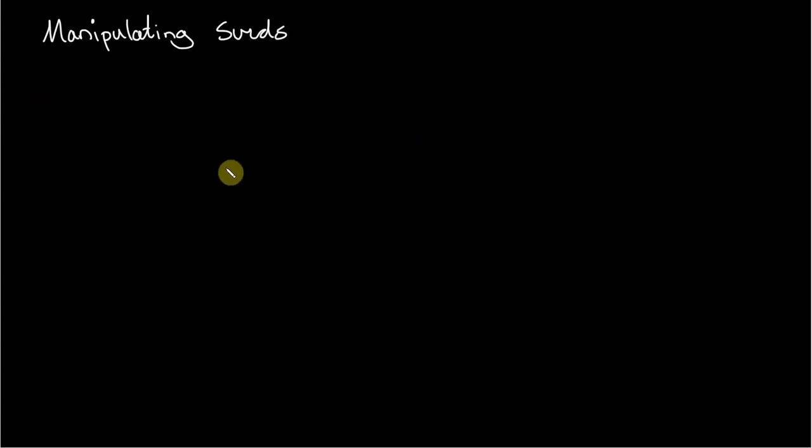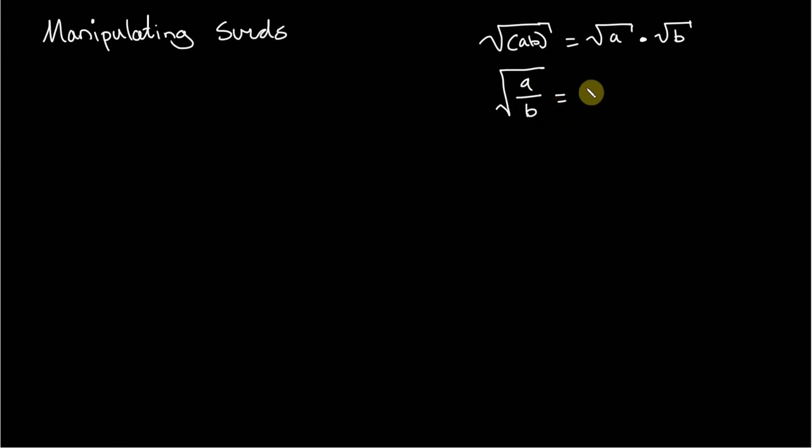The two rules to remember when you're manipulating surds is that root AB equals root A times root B. Okay, that's our first rule. And then the second rule is that if you have A over B and all of that is under the square root sign, this could be written as root A over root B. Okay, those are two basic rules that we need to memorize and remember.